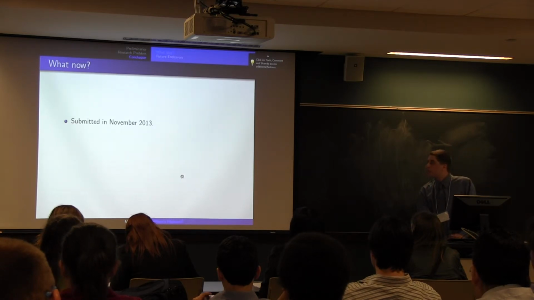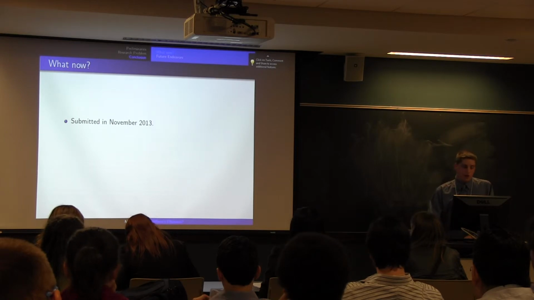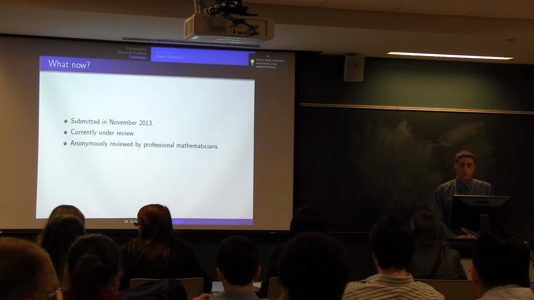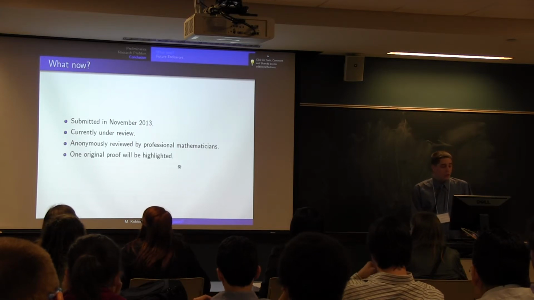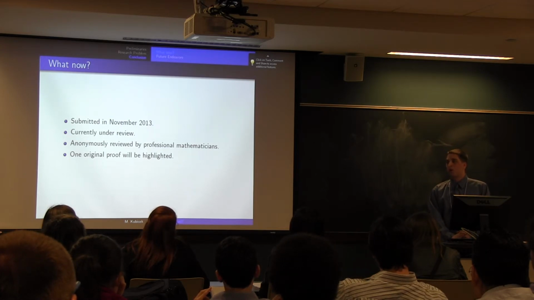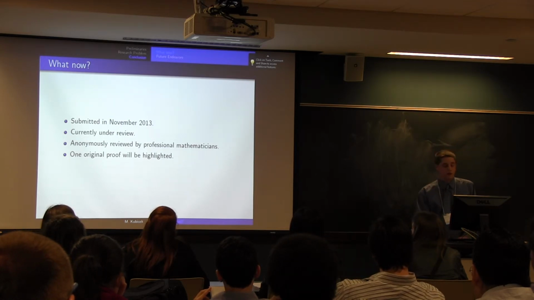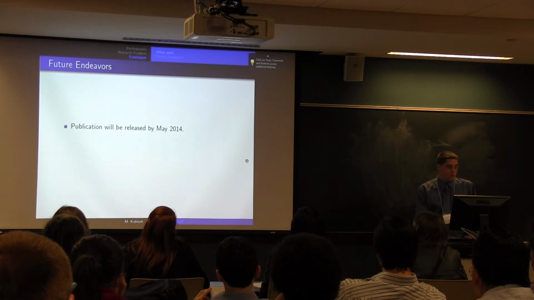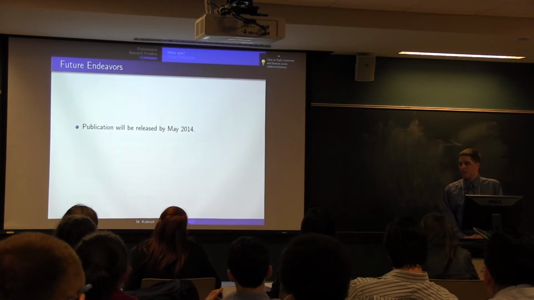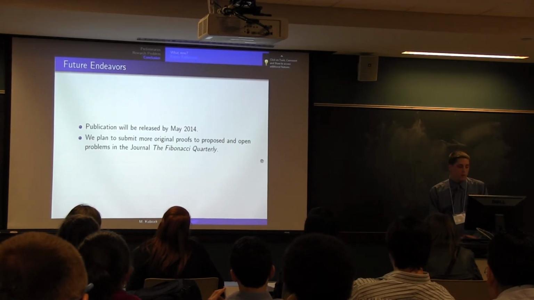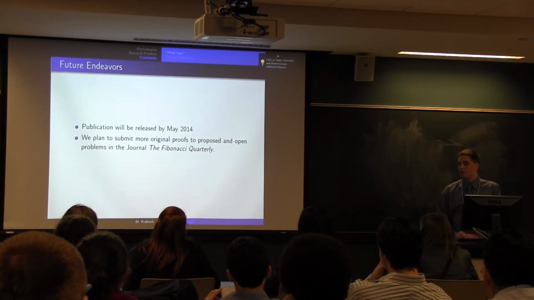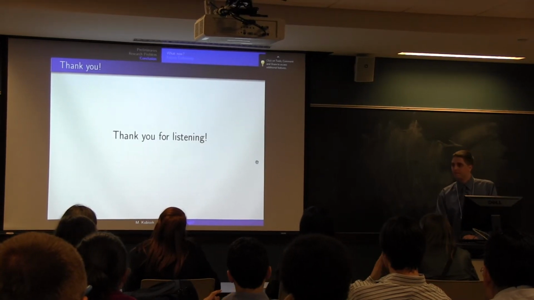So what now? We submitted this in November 2013, and it's currently under review. And it's anonymously reviewed by professionals in mathematics. One original proof is highlighted, and every correct solution to the proof will also be mentioned if yours happens not to be the one that gets highlighted. It's going to be published in May 2014. We're hoping to see ours in there. And then we plan on submitting more proofs later on in the Fibonacci report. Thank you.